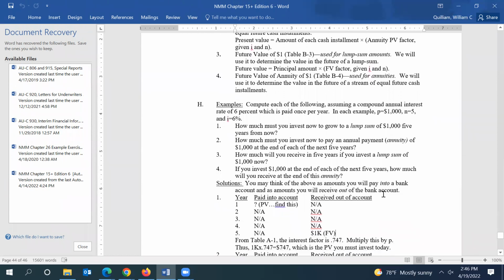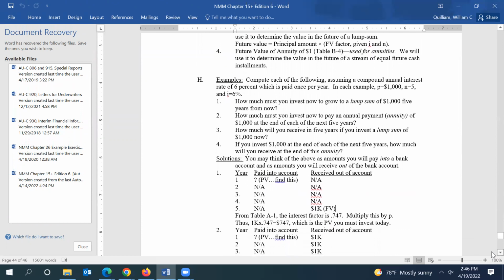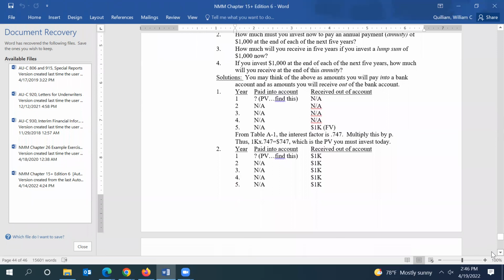So coming down to H, looking at number 2. How much must we invest now to pay an annual payment, or an annuity, in other words, of $1,000 at the end of each of the next 5 years? Okay, let me diagram what's going on here under the solutions. So here in number 2, well, here in year 1, at the end of the year, we're going to get the present value of this annuity.